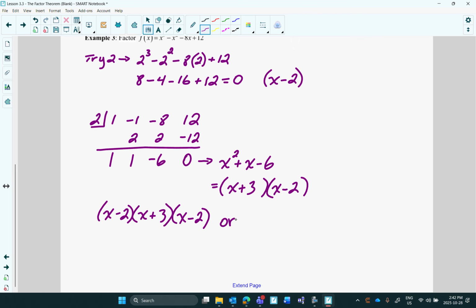You could get a little fancy if you want and do x plus 3 times x minus 2 all squared. But this, to me, is still correct. You don't necessarily have to write it as a square, although it will be helpful come graphing time, which is actually the next and final lesson in the unit. Okay?